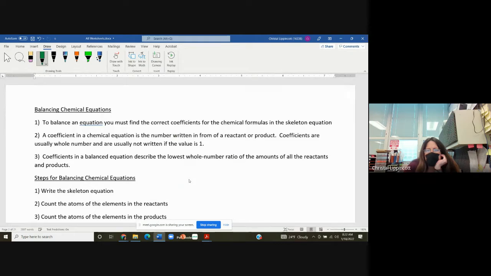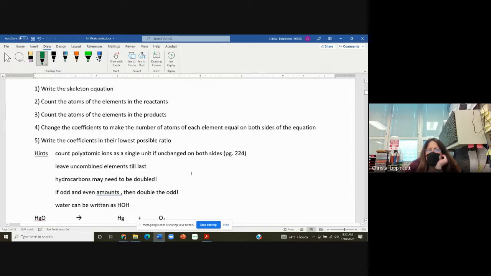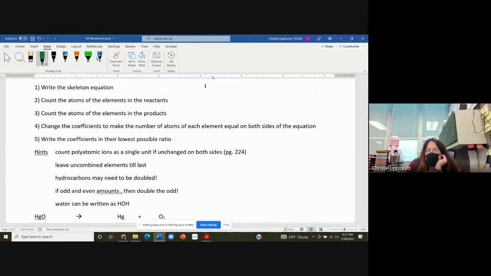I can't hear it, honestly. So, steps for balancing. You're going to write your skeletal equation. So here's my skeletal equation from above. That way I don't have to keep going back and forth.